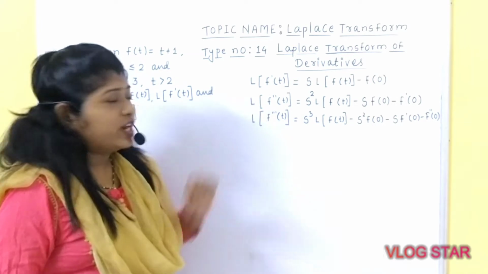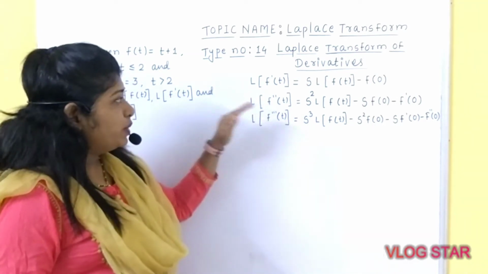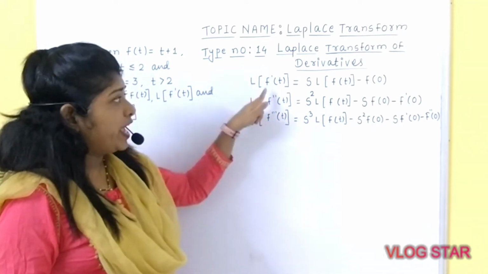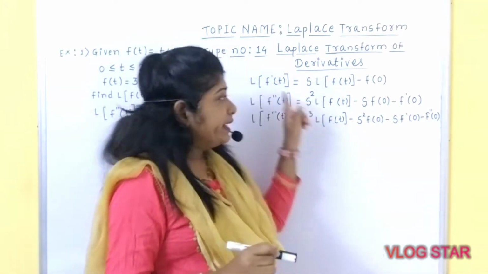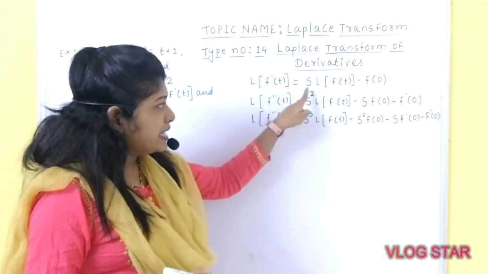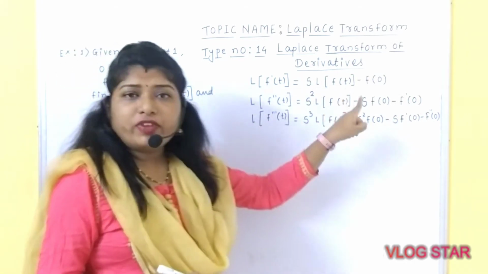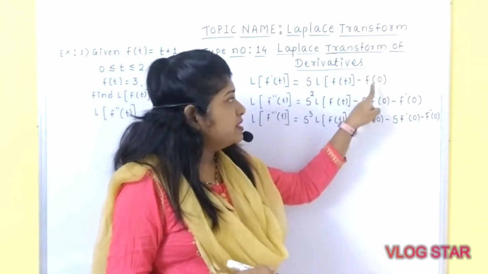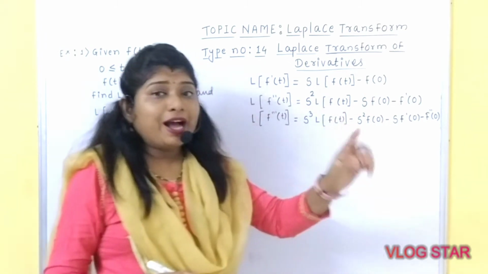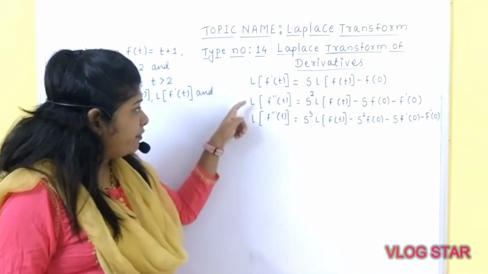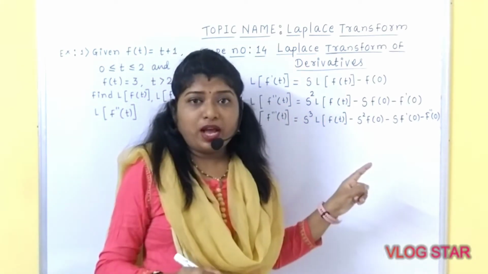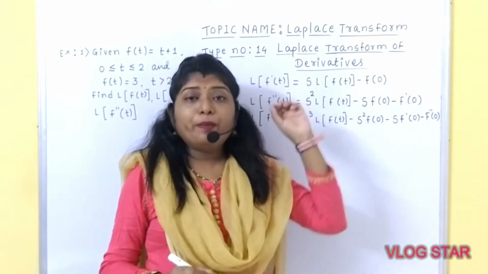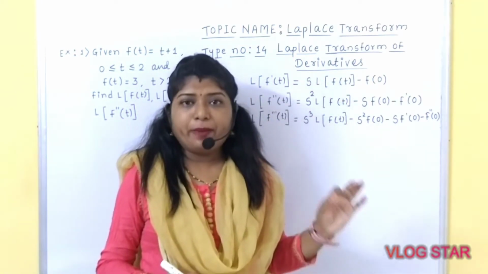Coming to the first formula, what is written over there? Laplace of f dash of t can be given by s into Laplace of f of t minus f of 0. You have to observe these three formulas very carefully. With the help of these formulas, we have to solve problems based on type number 14.